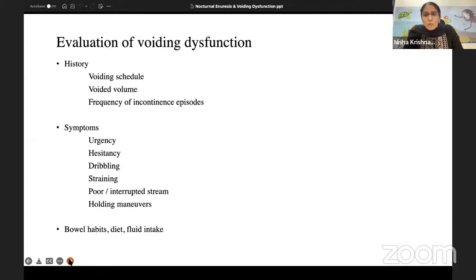Does the child void too much or too little? At each void, is there a lot of volume, or is it just a few drops, but because of a high frequency, it seems like a lot of voiding? And in between these periods of voiding, are there any incontinence episodes? Are there any episodes where the child has wet himself or herself?